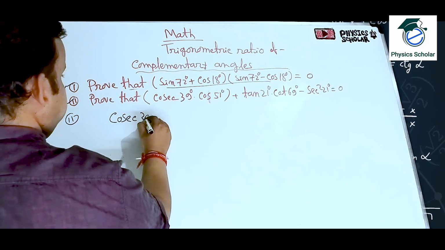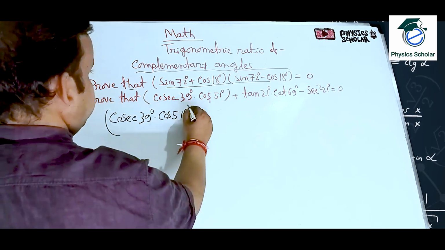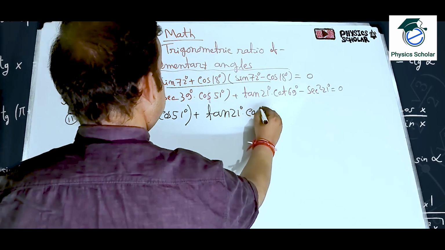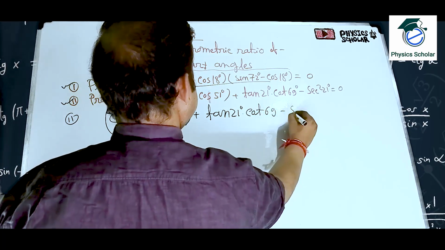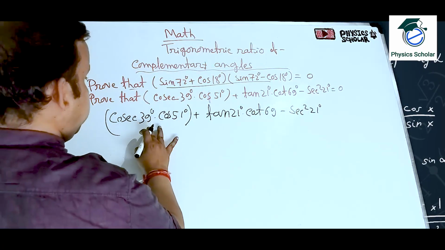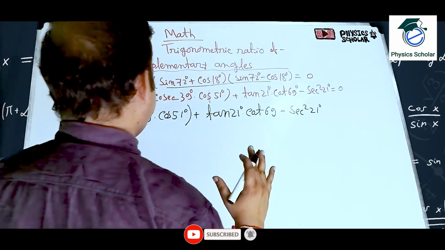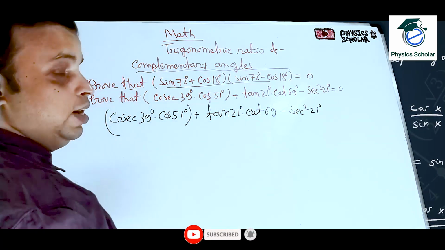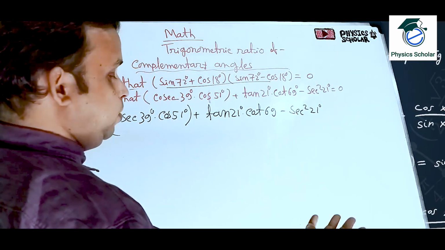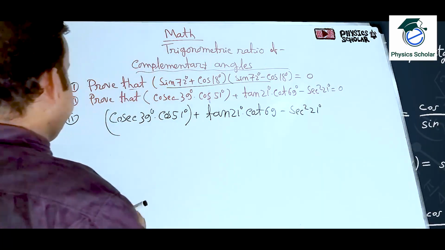Cosec 39 degree into cos 51 degree plus tan 21 degree into cot 69 degree minus sec square 21 degree. See, these values 39, 51, 21, 69, 21 we don't know. Only by using the trigonometric table can we find the values. The known values are 0 degree, 30 degree, 45 degree, 60 degree and 90 degree, which we have already solved. That chapter we have completed.